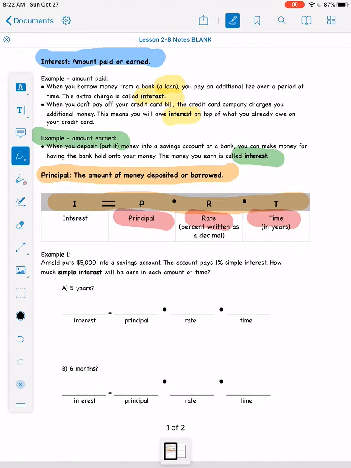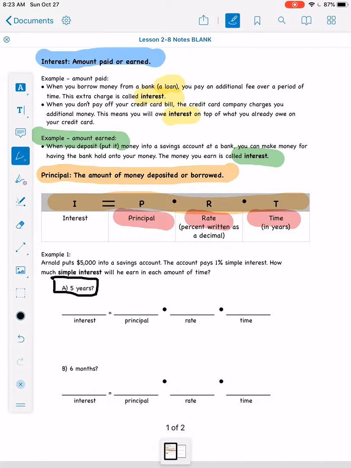This first one, we have Arnold. He puts $5,000 into a savings account. We need to figure out, if the account pays 1% simple interest, how much simple interest he will earn in an amount of time. We are going to say that he is going to leave that in his account for a total of 5 years. So we have that information here.